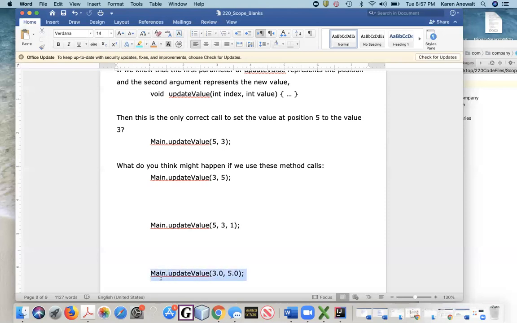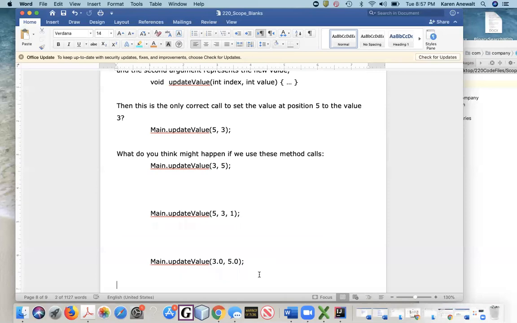How about this last example? Suppose we tried to call update value with 2 decimal values. What do you think would happen? So you might think that it uses some sort of type coercion to match these up and to create the 3 as the index and the 5 as the value.